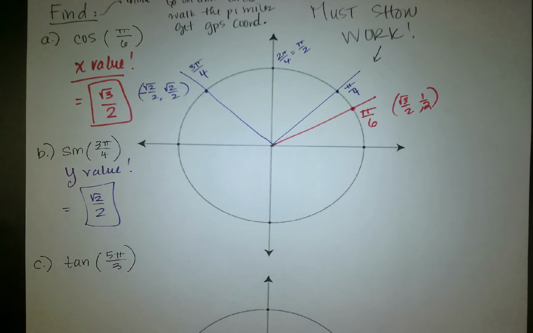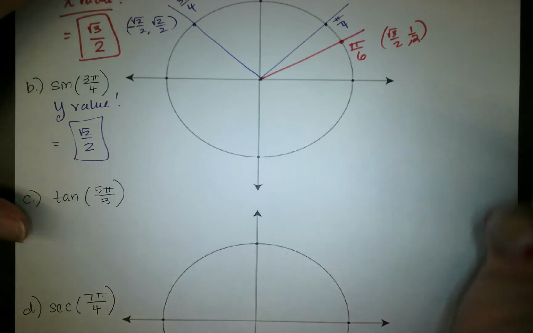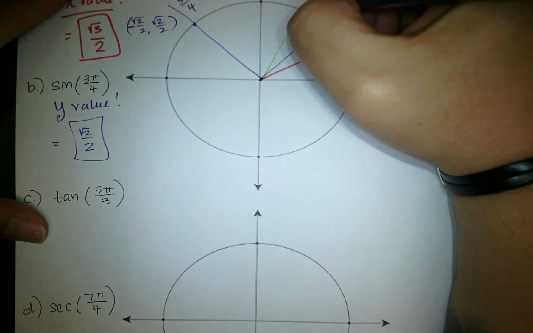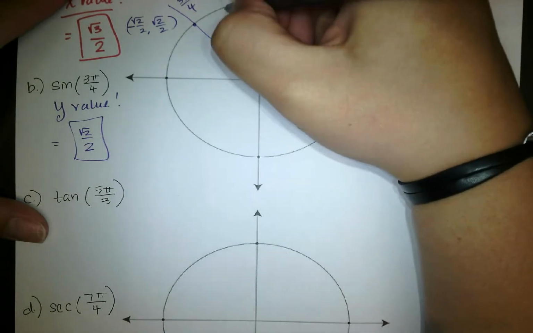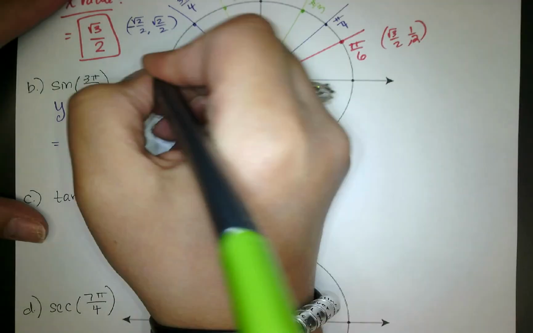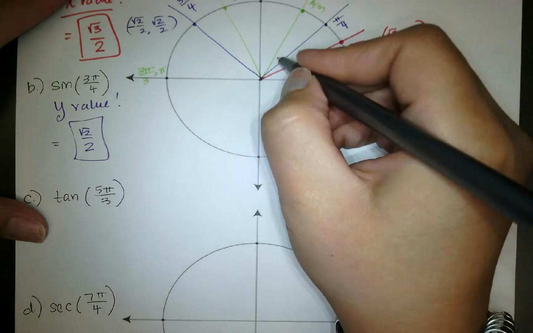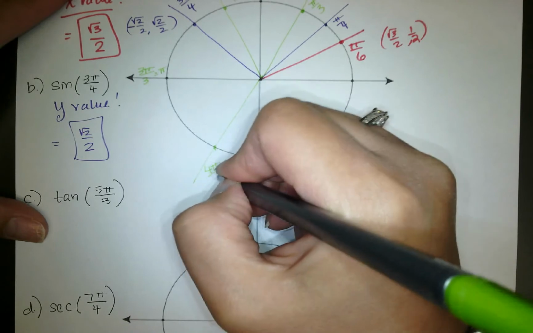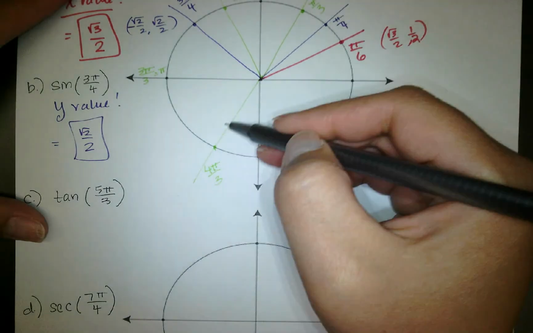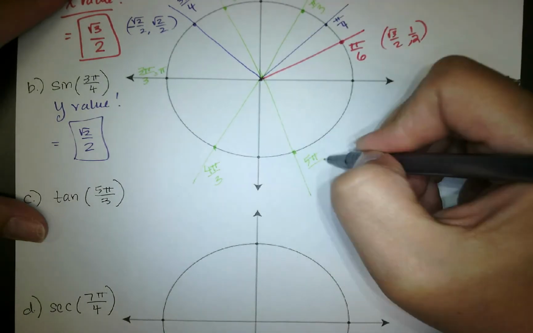Alright, tangent of 5 pi over 3. I'm going to do it on the same circle. So we have pi over 3, label that. 2 pi over 3. 3 pi over 3, which simplifies to pi. 4 pi over 3. It's like, Sam, how do I know it's here? Because follow this pi guy. Okay. And then 5 pi over 3. Count your pi over 3's.